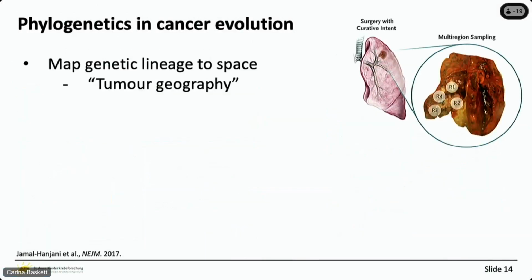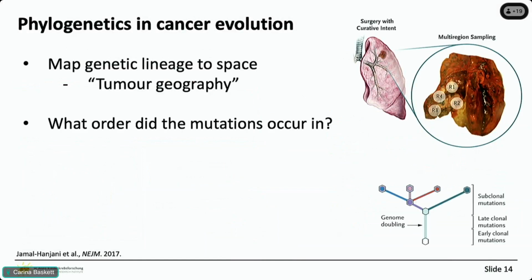And why is phylogenetics important? Well, once you've mapped this genetic lineage, you can also sometimes get a sort of tumor geography. So you can map back these different clades to where they actually were sampled from within a tumor. You can also, of course, get a sense of the order that mutations occurred in. And this is really important for understanding how cancers develop, because if you often see mutations that are occurring before the most recent common ancestor and are very early, you can be sure that they're very important in the early stages of cancer development. And of course, the opposite is true as well.